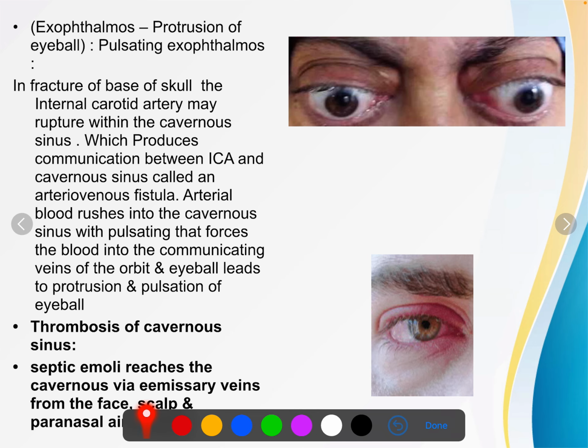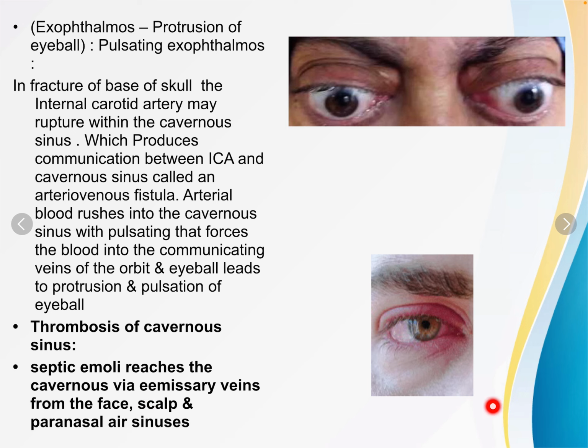The exophthalmos, or the protrusion of the eyeball, is seen in pulsating exophthalmos. In a fracture of the base of the skull, the internal carotid artery may rupture within the cavernous sinus, which produces a communication between the internal carotid artery and the cavernous sinus, called an arteriovenous fistula. The arterial blood rushes into the cavernous sinus with pulsation that forces the blood into the communicating veins of the orbit and the eyeball, which leads to the protrusion and pulsation of the eyeball.